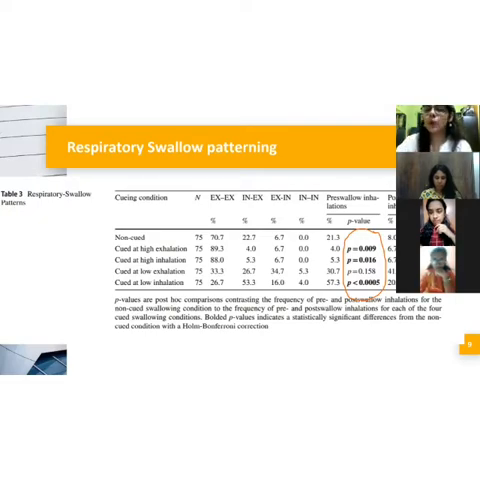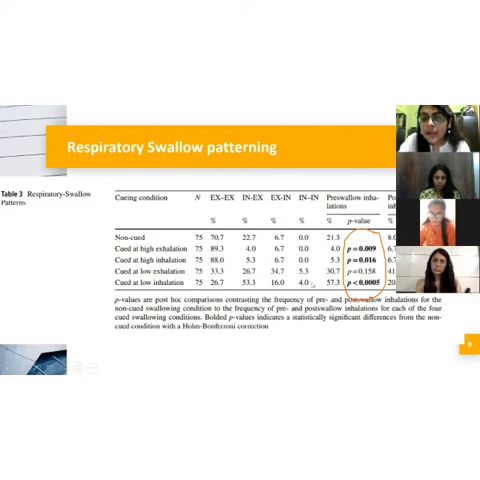So what they found, after all this was calculated: the first parameter was respiratory swallow patterning. There was a significant difference between the cued condition and the non-cued condition. Within this cued condition, at low inhalation, you can keep that graph in mind. If this is my curve, here is my low inhalation. At that particular point, my respiratory pre-swallow inhalation is very high.